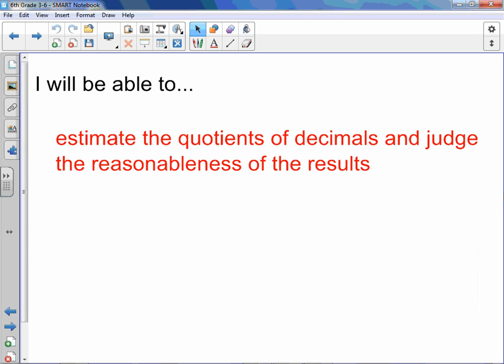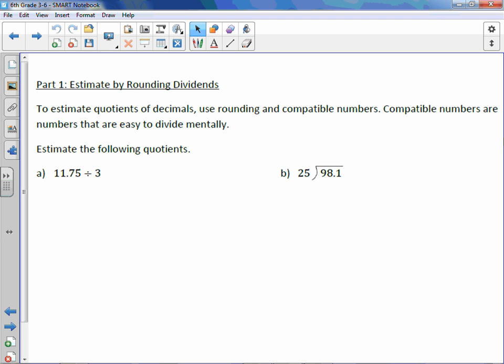Chapter 3, Lesson 6, Estimate Quotients. You will be able to estimate the quotients of decimals and judge the reasonableness of the results. To estimate quotients of decimals, use rounding and compatible numbers. Compatible numbers are numbers that are easy to divide mentally.